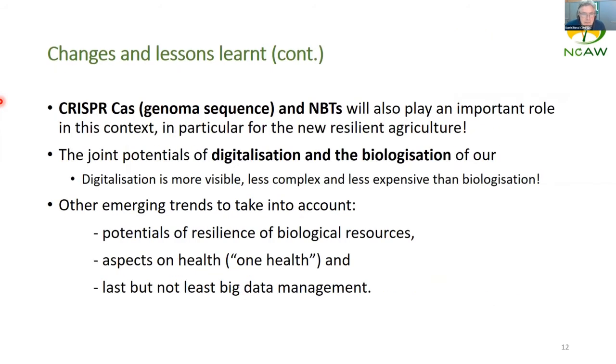Last lesson learned: we also have new breeding techniques and genome sequencing, and CRISPR technology plays an important role in a new resilient agriculture. We started to discuss a lot with the European Commission an openness on new breeding techniques and new genome editing techniques. We need that for improving our agriculture. The joint potential of digitalization and biodigitalization together is very, very important, and I'm very optimistic about that. We also have the worldwide One Health approach that needs to give a boost to our bioeconomy needs.